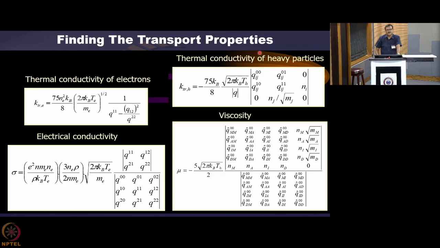So the different transport properties we calculate from the collision integrals. These parameters are expressed in terms of these collision integrals. There are certain expressions which are already available in the literature, from where you can get the explicit form of these elements in terms of these collision integrals. So once you know the collision integrals, you can calculate these elements and you can calculate the transport properties like thermal conductivity of electrons, heavy particles, electrical conductivity, viscosity, all these things.